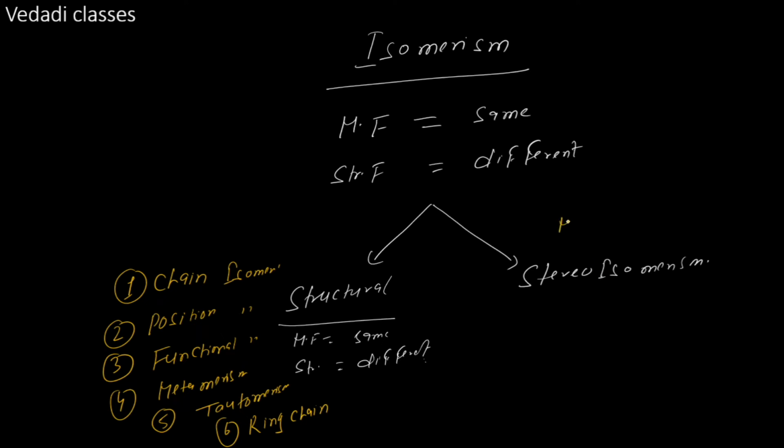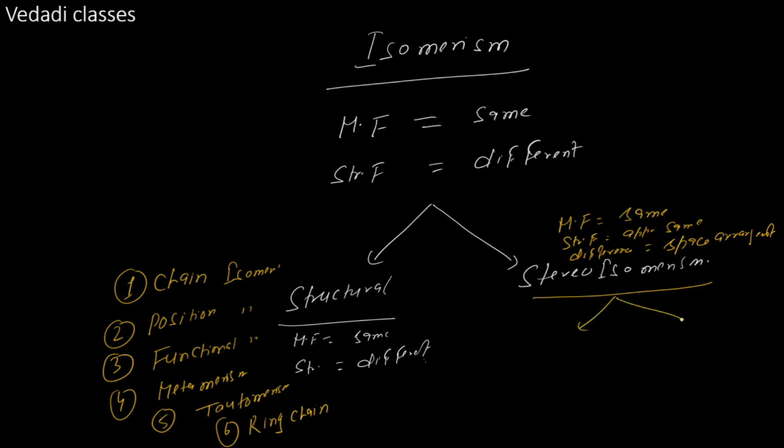Stereoisomerism is what? Here the molecular formula is the same, the structural formula is also approximately the same, but where is the difference? The difference is in space arrangement. That's why it is known as stereoisomerism. Stereoisomerism is further of two types. One is conformational isomerism, and the second is configurational.